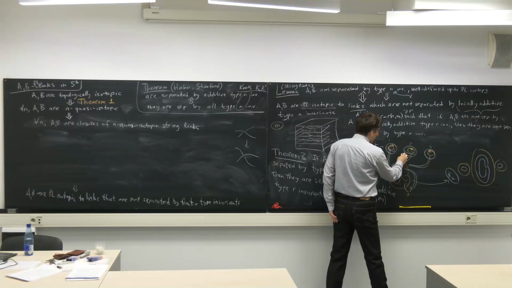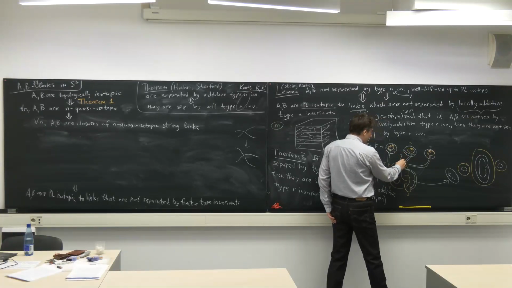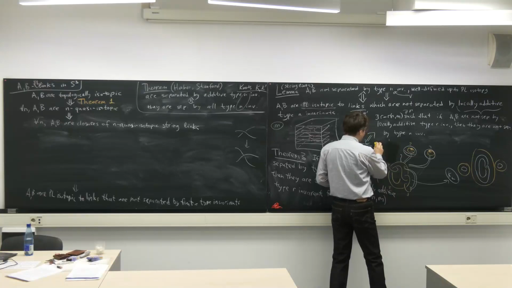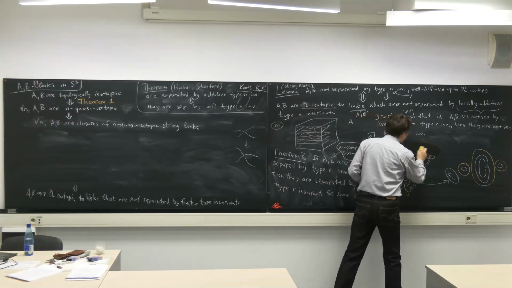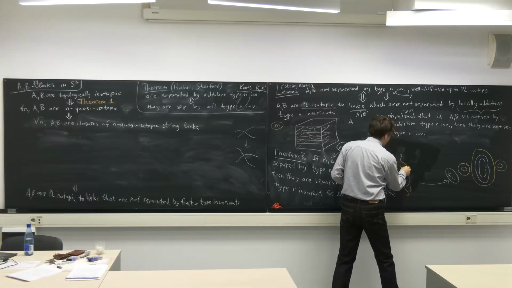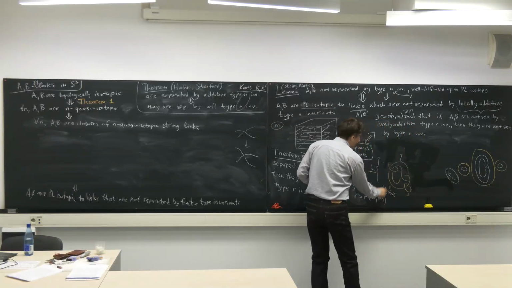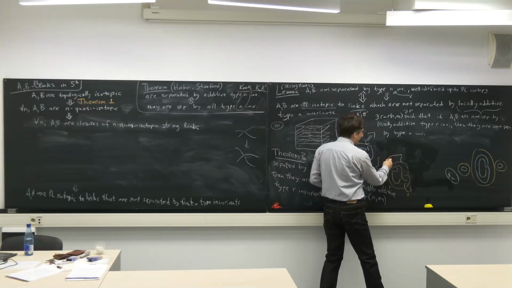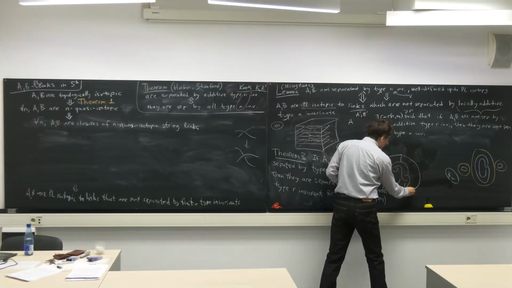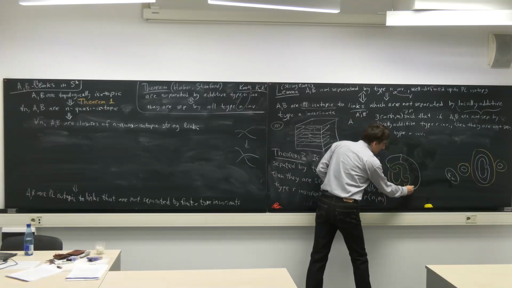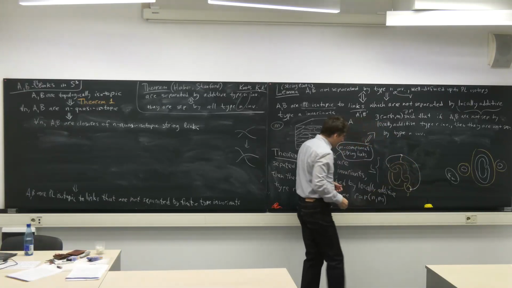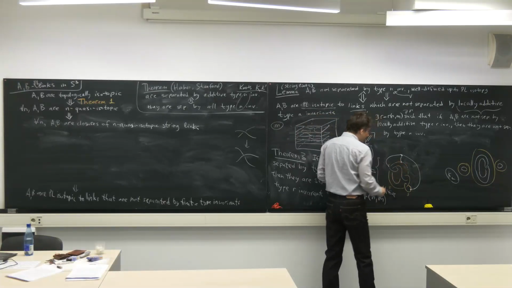Well, first I need to pick some base point and connect it to the components. Let me erase something which is not needed here. Okay, this is our link, and I'm connecting it by arcs to the base point. For every component, I'm picking some point on this component and connecting it by some arc to my base point.